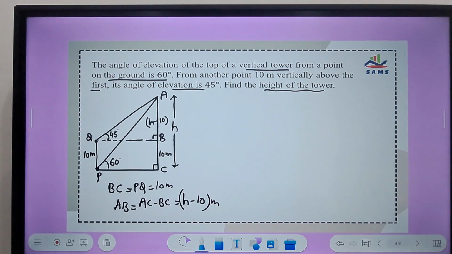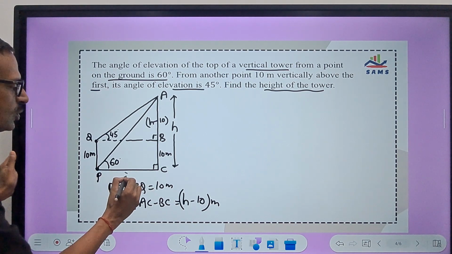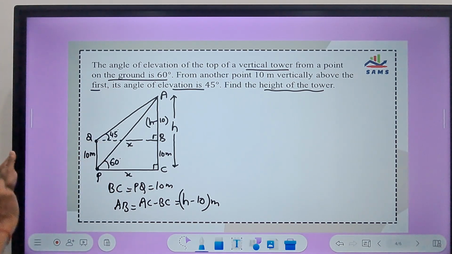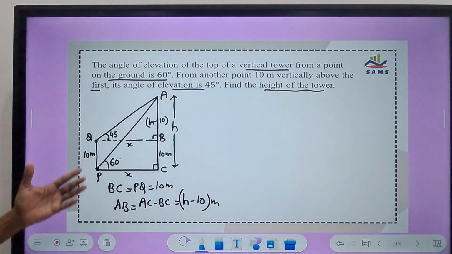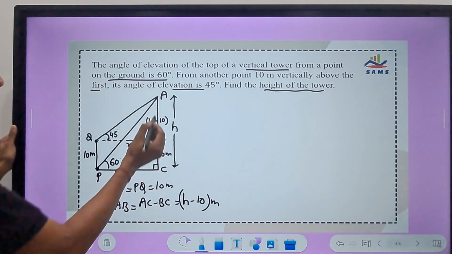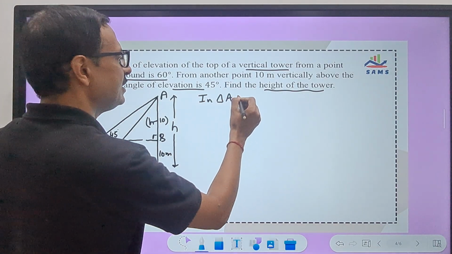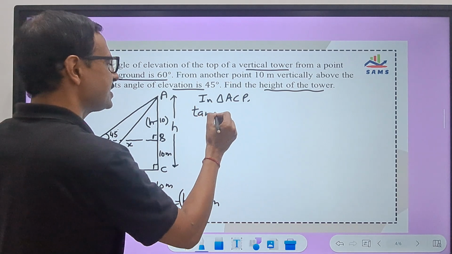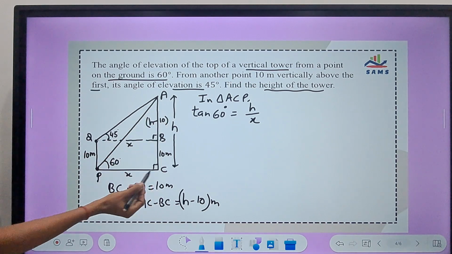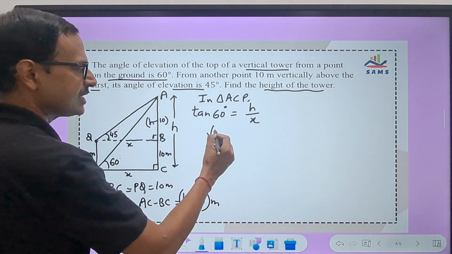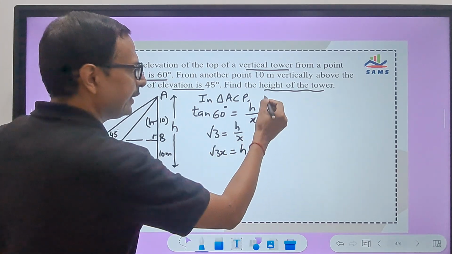And I told you already that whenever you have a question of heights and distance, the horizontal distance has to be assumed as X, so that this also becomes X. And now I can apply tan in the two triangles and get the height of the tower. So let's take the triangle ACP first. In triangle ACP, so tan 60 degrees, perpendicular H, base X, you can check, this is H and this is X. So tan 60 is root 3, so H upon X, cross multiply, root 3X is equal to H. We will come back to this later.